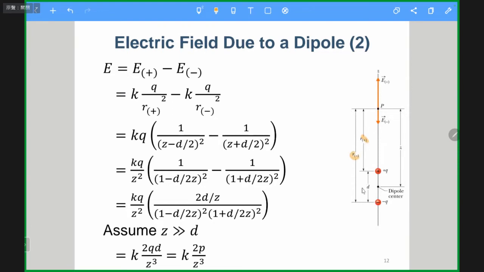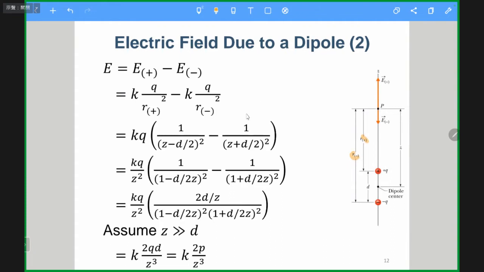So it is slightly different. Of course, the difference is not too much, but up to this point, we need to distinguish these two distances. Otherwise, if you just approximate R plus and R minus to be Z, then these two terms are actually the same, and it just cancels everything. You end up with zero. So far, we need to distinguish between R plus and R minus.